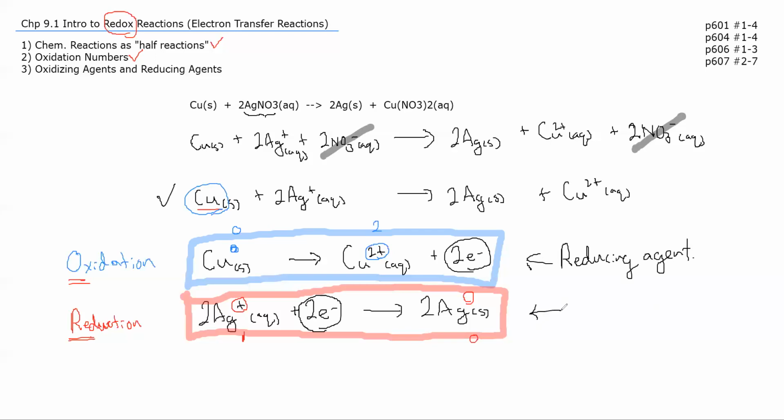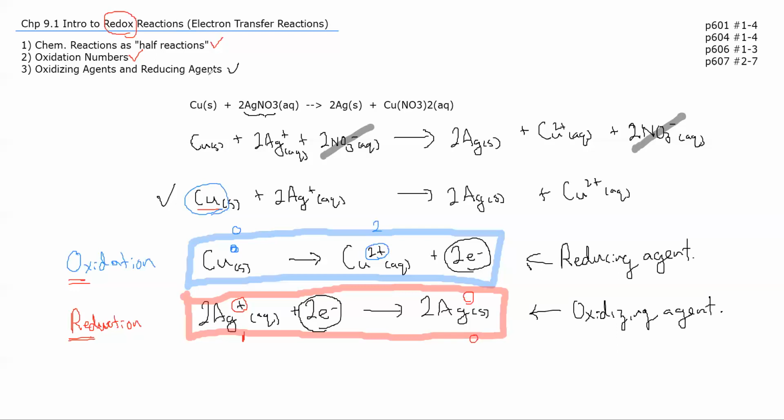And silver had to, so for copper to be oxidized, it needed someone to take the electrons. Silver did that. So in this case, silver would be the oxidizing agent. And that's it. Those are the 3 ground-laying foundations that are required to understand how to interpret redox reactions.